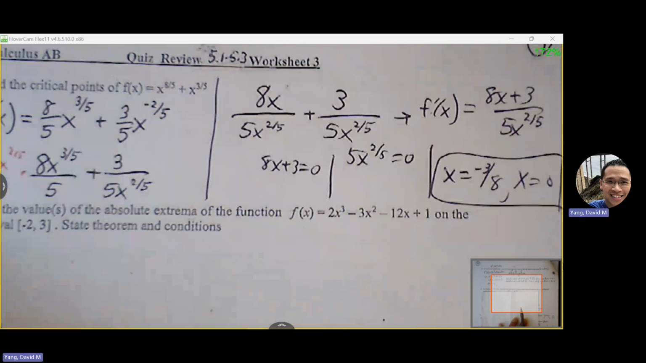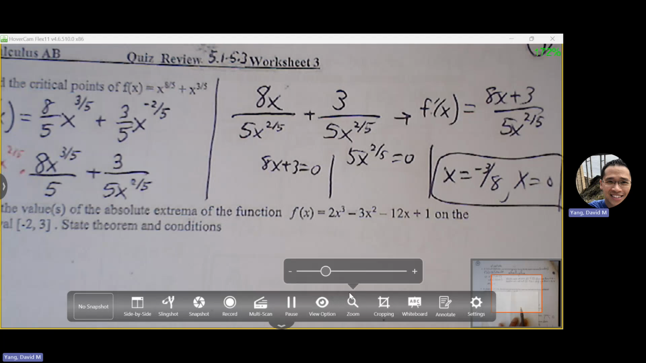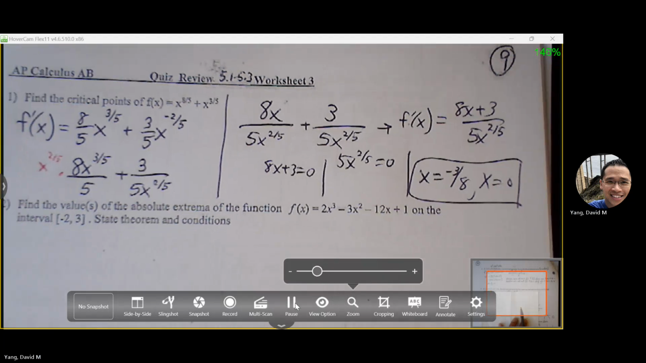Okay, let's do one more problem here. Number 2. This is extreme value theorem. There's only one condition for extreme value theorem. What is that? Just what?